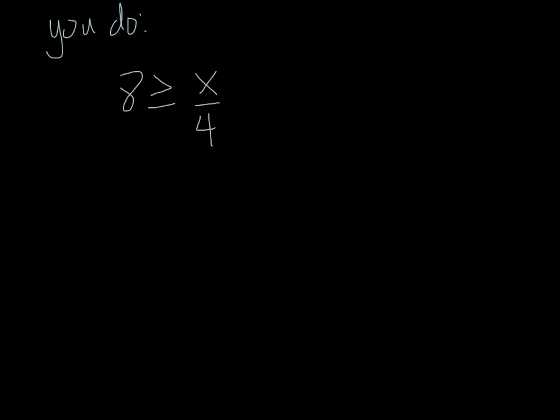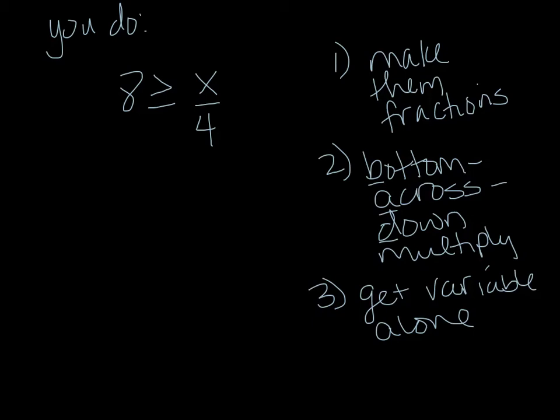Okay, now that you've seen a few examples, you try one. Push pause to try it, and push play when you have it. Let this play just a second more. I'll get the steps out there for you. All right, there's the steps for you. Make them fractions. Bottom across down multiply. We'll call that bad multiply, B-A-D, bad multiply, and get variable alone. If you do not have these in your notes already, make sure you write them into your notes. And then go ahead, push pause, solve this problem, and then push play when you have an answer.